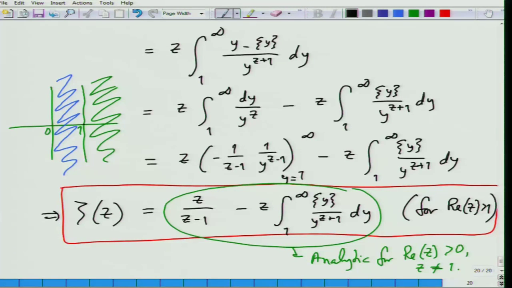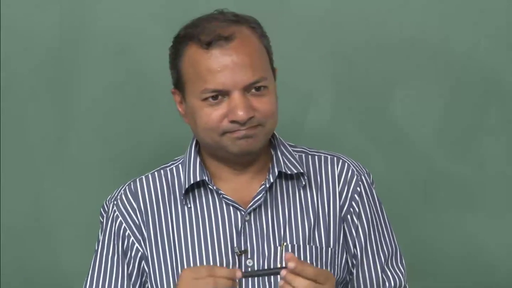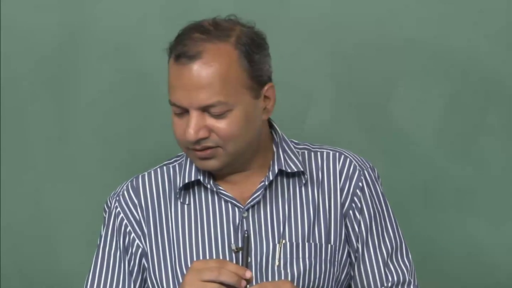Okay. So it has allowed us to extend the definition of zeta z slightly to the left. Not all the way, but at least slightly. So that gives us hope that perhaps by doing something more, we can extend it all the way to the left everywhere, which is what we will do in the next class.